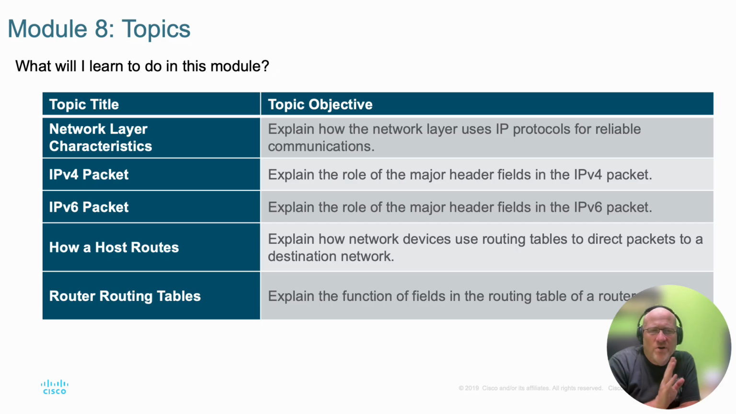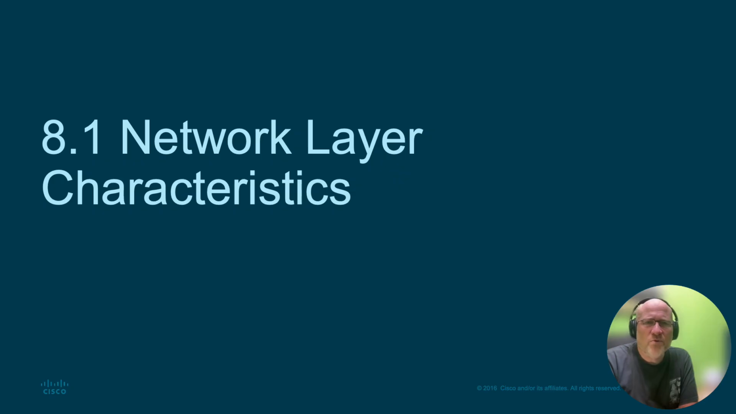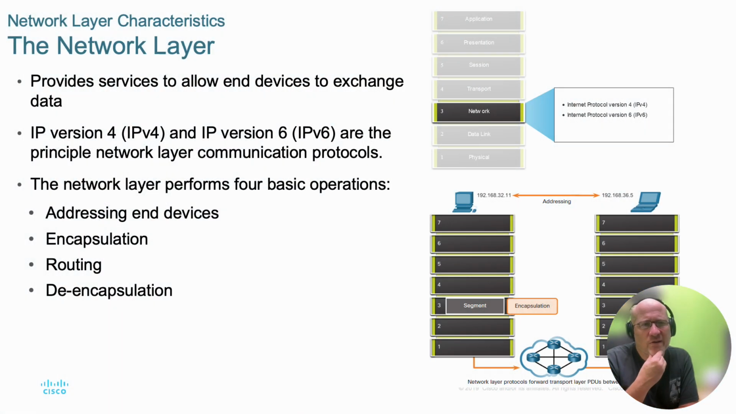As ever, I'm not going to go through the first slide and just talk through it, because you can see in the curriculum where we are, and you can see what we're covering and what the content of the module is. But it's important to understand some of the characteristics of the network layer. This is where you're going to find IP version 4 and IP version 6. This is where we address end devices. This is where encapsulation through the packets occurs, and this is where routing takes place and routing protocols operate.